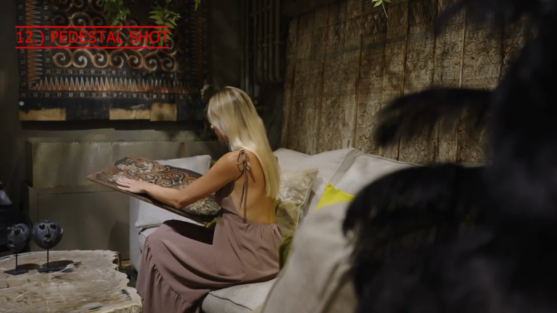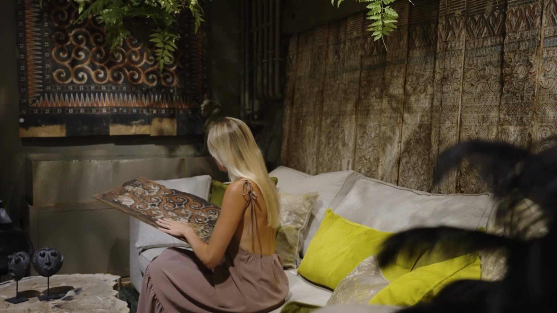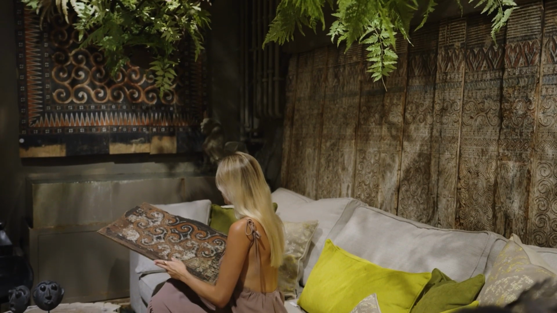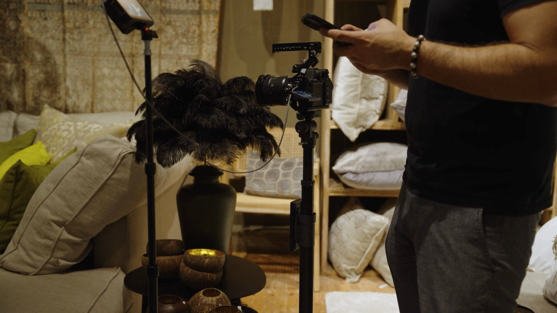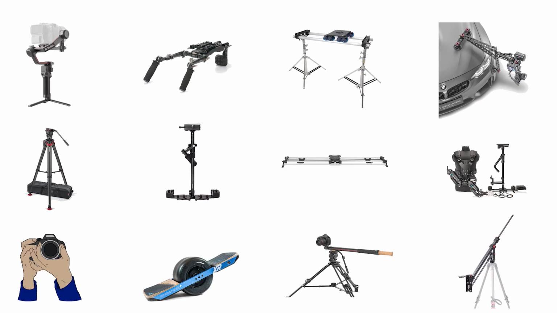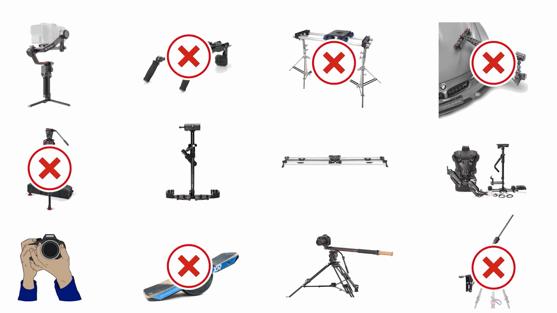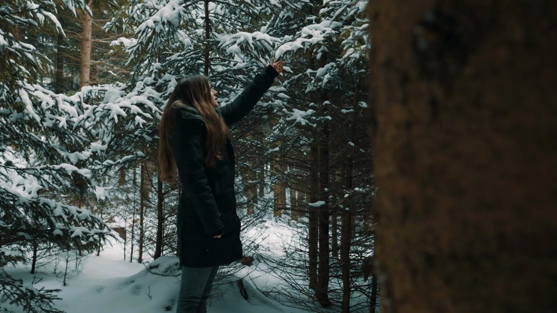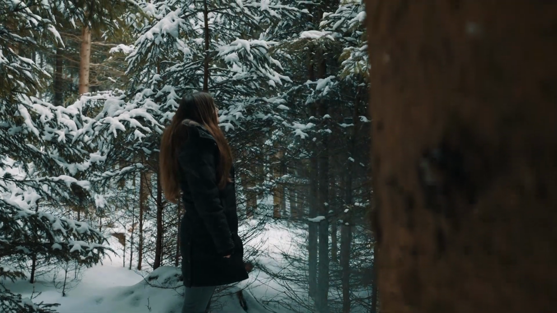The next shot is the pedestal movement. This shot is created when the camera is pointed straight at the subject while the camera is rising or sinking vertically. You achieve this movement with the gimbal, Steadicam, slide pod or an actual pedestal. It's often used to reveal something or to show a character's detail, like clothing they wear.